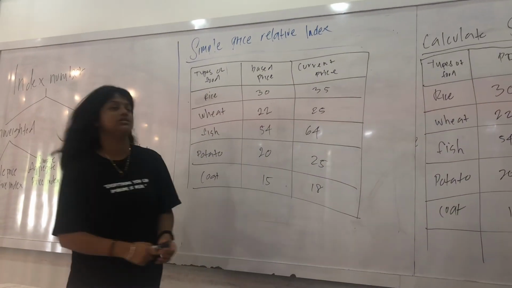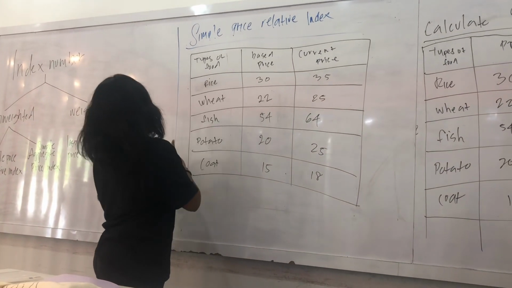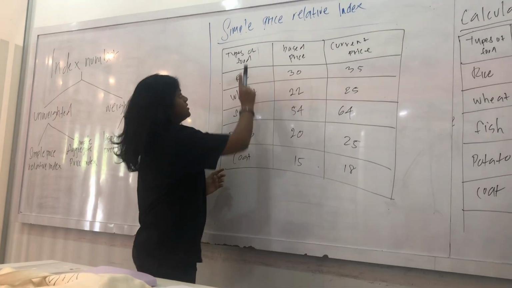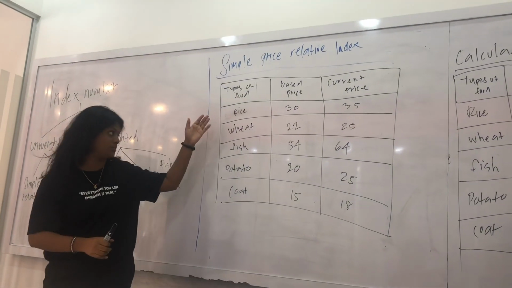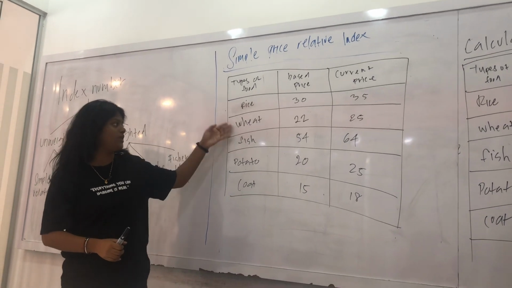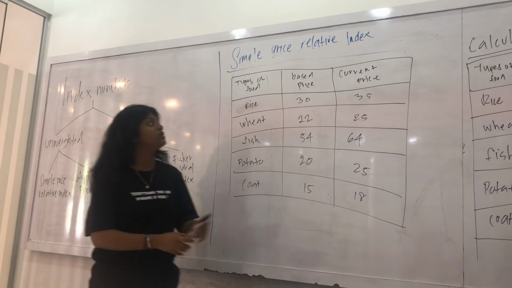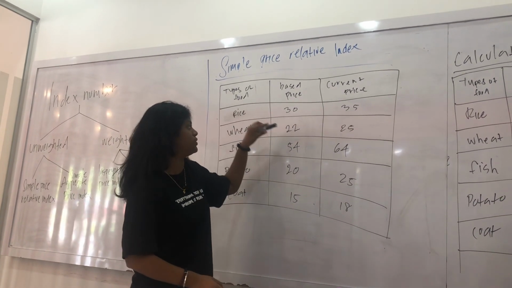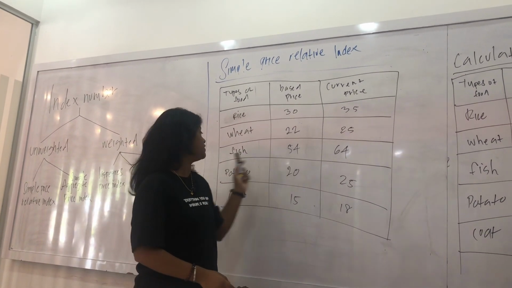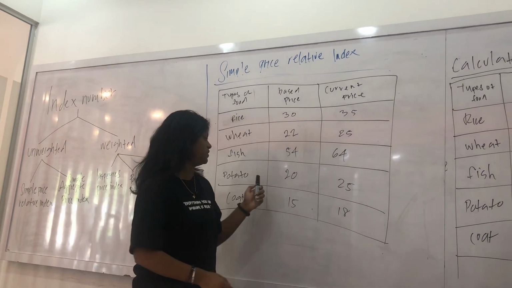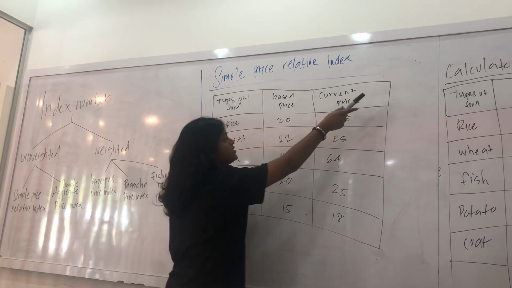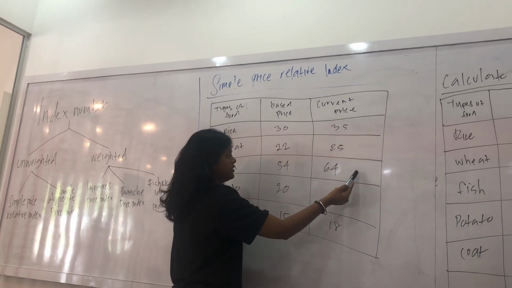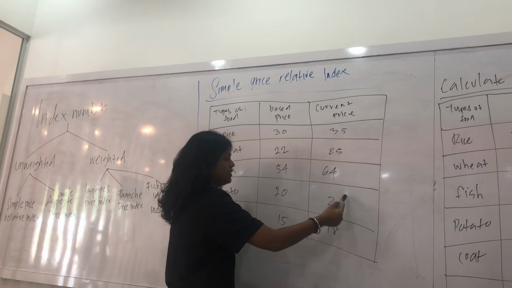Okay. So the second method is the simple price relative index. The questions are types of food. We have five types of food: first is rice, wheat, fish, potato, and corn. The base price of rice is 30, wheat is 22, fish is 54, potato 20, corn is 15. And the current price of rice is 35, wheat is 25, fish 64, potato is 25, and corn is 18.